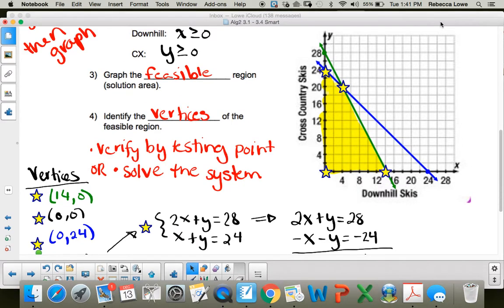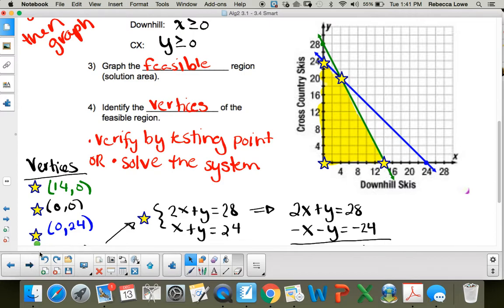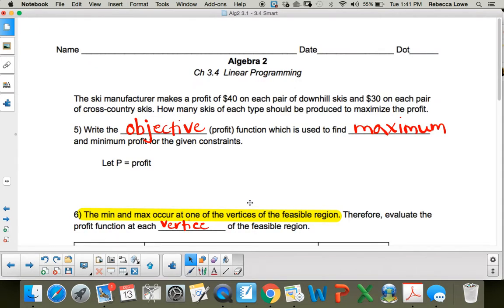So on to the next page, which is the second part of the linear programming: the objective profit, or the objective function. So there has to be more to the problem, otherwise we would be done. And there is. It says the ski manufacturer makes a profit of $40 on each pair of downhill skis, and $30 on each pair of cross-country skis. How many skis of each type should be produced to maximize the profit? This is known as your objective function, also your profit function, and it's used to find the maximum or minimum profit for a given constraint.